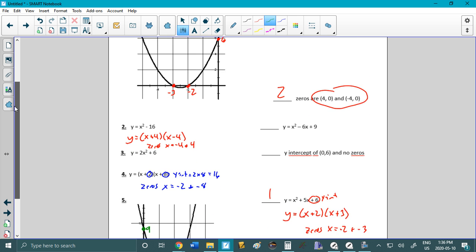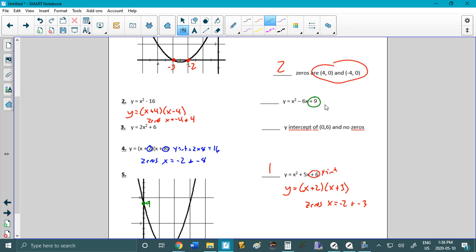We've already done the other one. Oh, the y-intercept is 9. So it's got to be that one. And that means that this has to be this one. Oh, there you go. Look at that. Y-intercept of 6.